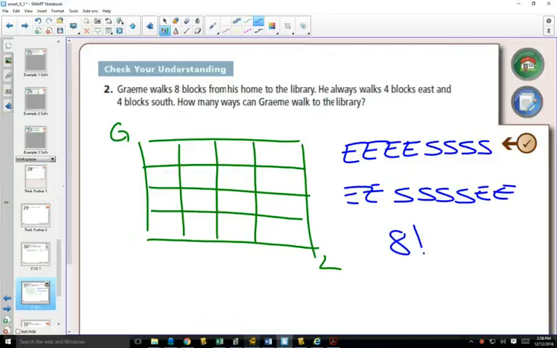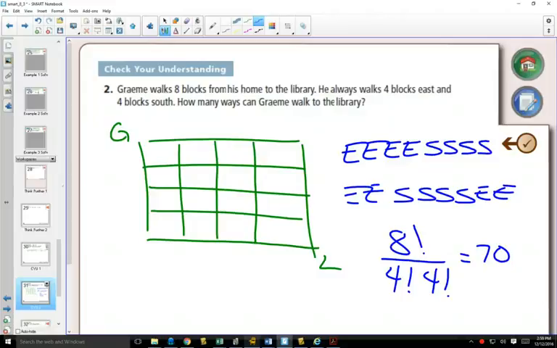Normally, it would be 8 factorial if every direction was different. But we have repetition, identical objects, 4 E's and 4 S's. And so there are 8 factorial divided by 4 factorial, 4 factorial. Type that into your calculator and you'll get 70. So one way of figuring out a pathway question like this is to think of those identical objects as identical routes and count it that way.